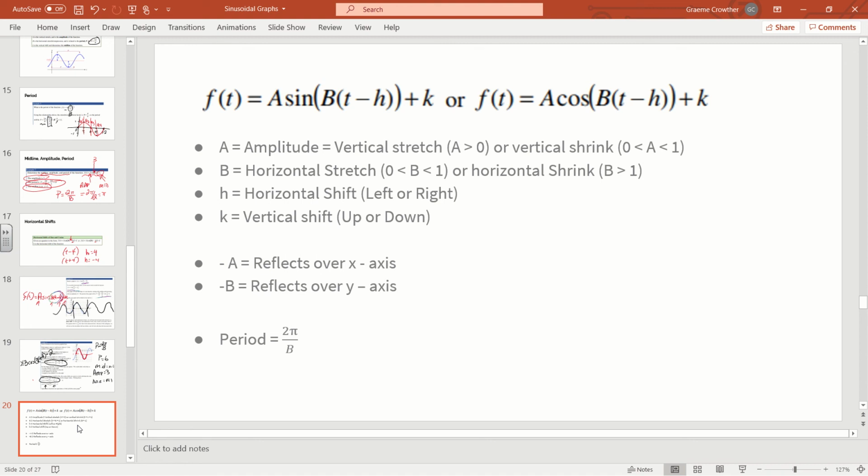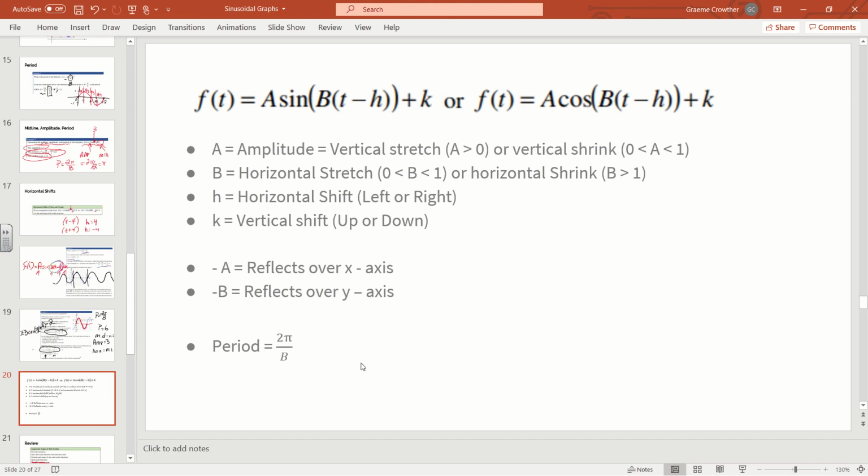And we find our period by doing 2 pi over b, or we can find our b value by doing 2 pi divided by the period. Let's just put that in there, where p is period.